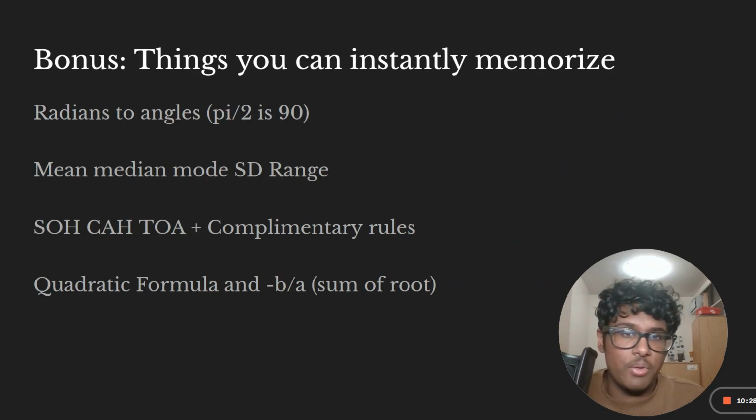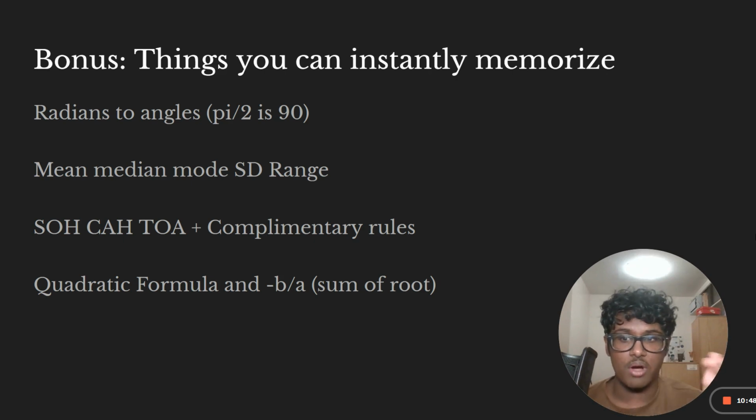Okay, here are some bonus things that you can just instantly memorize. Memorize what radians and angles are: pi over 2 is 90 degrees. Memorize mean, median, mode, standard deviation, what it is and how something with a high or low standard deviation would react, and range, right? Just memorize them. You can just look them up online.